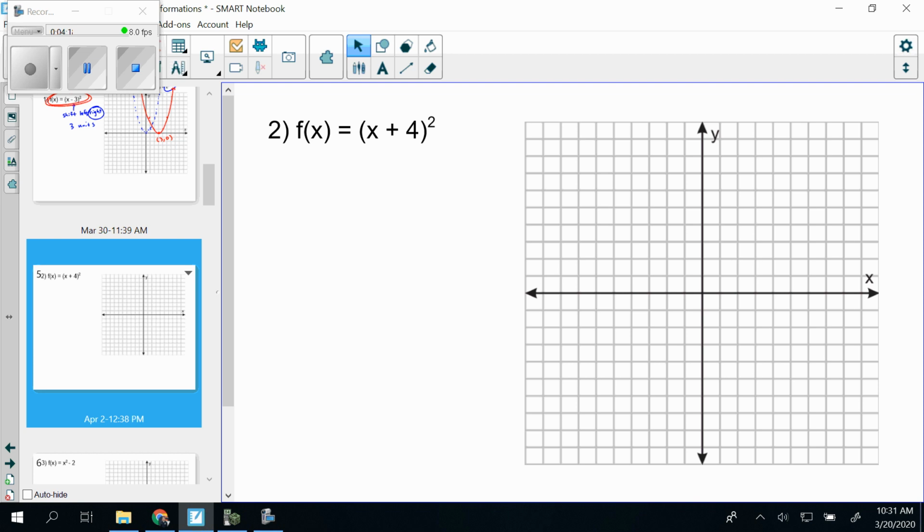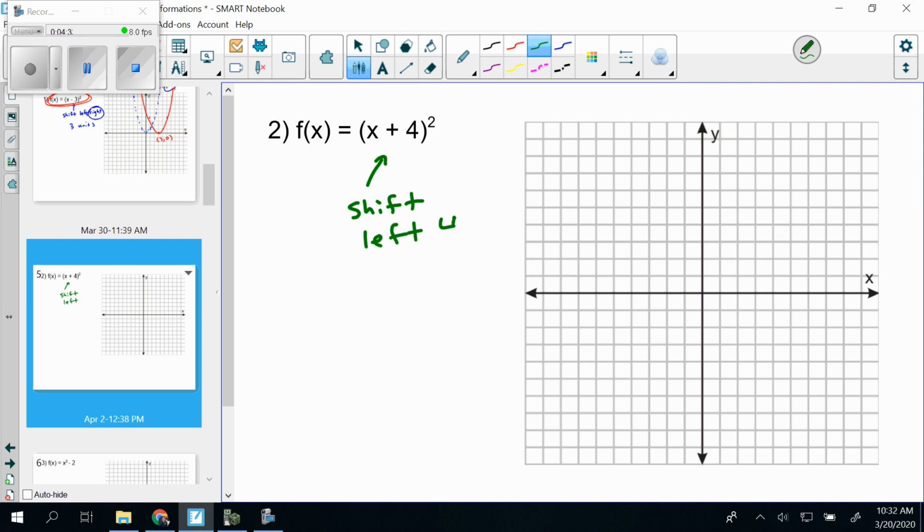All right, so again, it looks like something's inside the function, so that's going to shift it left or right here. Usually plus would mean to the right, but remember it's inside, so it's going to be opposite, so this is going to be shifted left 4 spots. So if we base it off of our parent one, remember parent one looked like this here. This is our parent function, that's that x squared one. This new graph is going to be the same one, just 4 to the left, 1, 2, 3. So that's going to be here. Now our vertex is at (-4, 0). And then we've got those same points going on here.